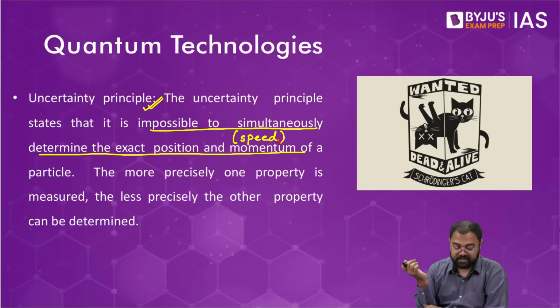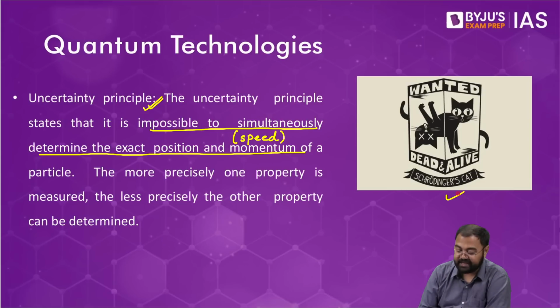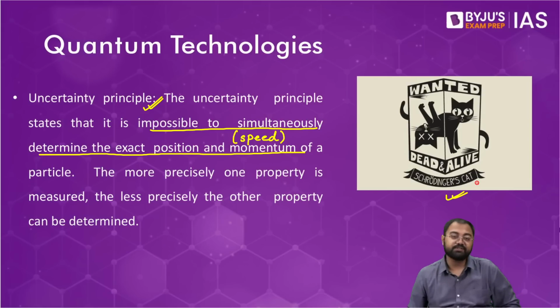Now, for this uncertainty principle, there is a very famous example that is taken, and this is the example of Schrodinger's cat. Now, Schrodinger was a scientist who had devised this uncertainty principle and who had given all the equations, etc., regarding the uncertainty principle.